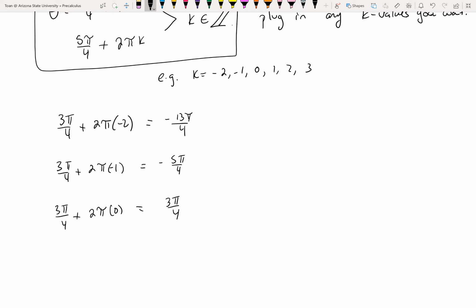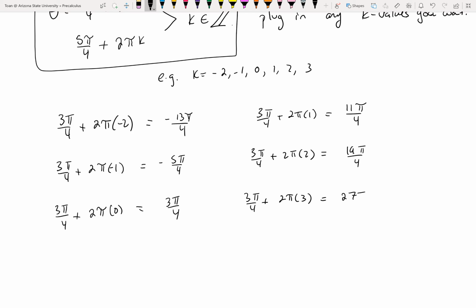3 pi fourths. 3 pi fourths plus 2 pi times 1. That's 8, 11 pi fourths. And then 3 pi fourths plus 2 pi times 2. That's going to be 4, 16, 19. 3 pi fourths plus 2 pi times 3. That's going to be 6, 24, 27 pi fourths. So here are the 6 specific solutions.